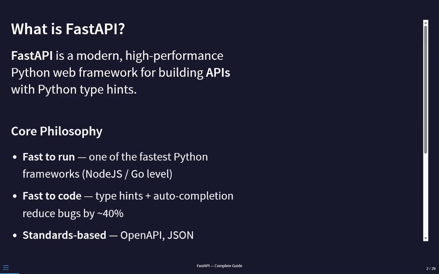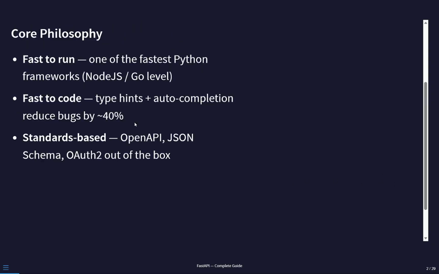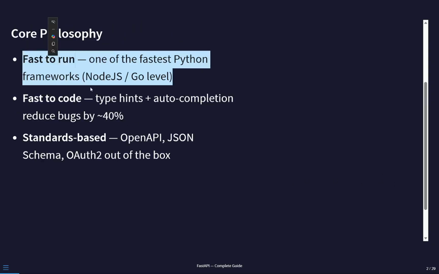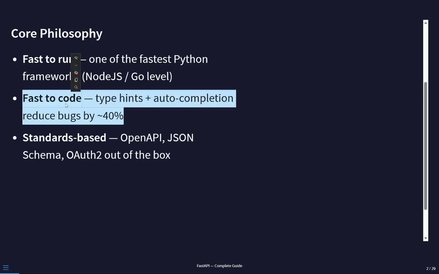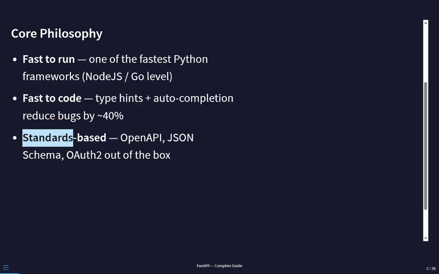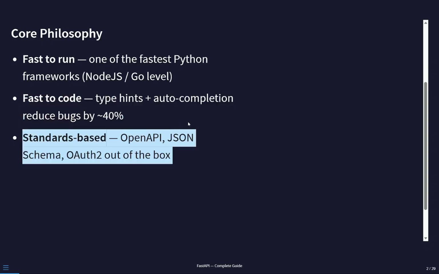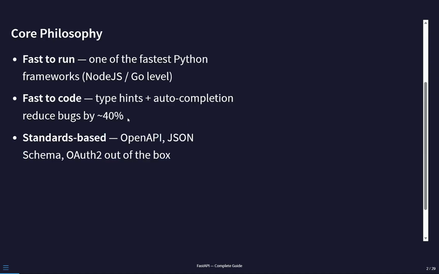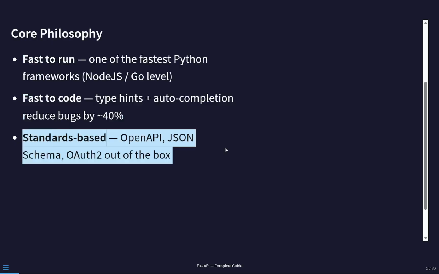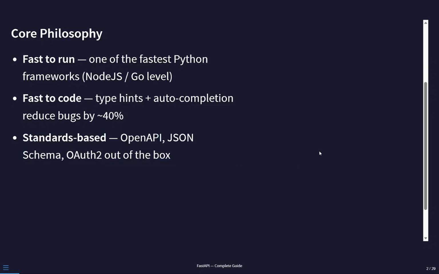The core philosophy breaks down into three fasts. Fast to run. Performance is a first-class concern. Fast to code. Type hints and editor auto-completion mean fewer bugs and less time looking things up. Studies referenced in the FastAPI docs suggest 200 to 300% development speed improvement and roughly 40% fewer bugs. And standards-based. FastAPI implements OpenAPI, JSON Schema, and OAuth 2 correctly out of the box. You don't bolt on documentation after the fact, it generates itself.